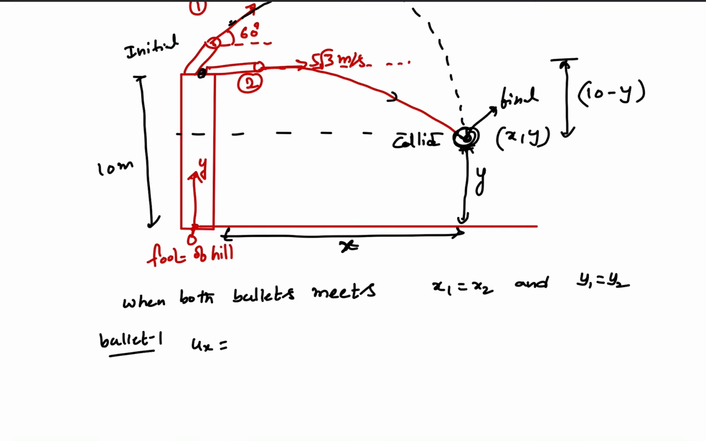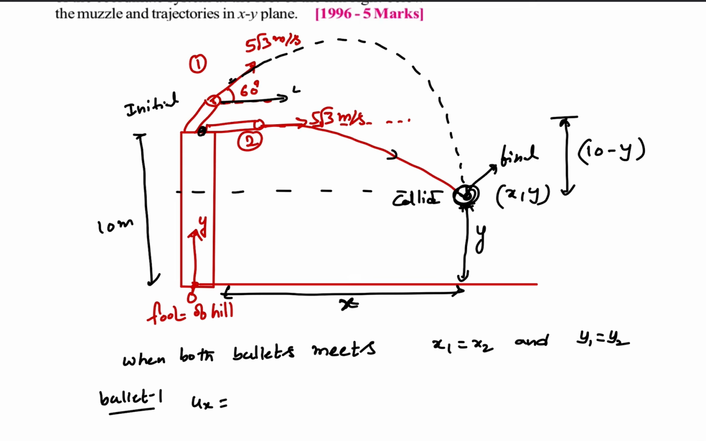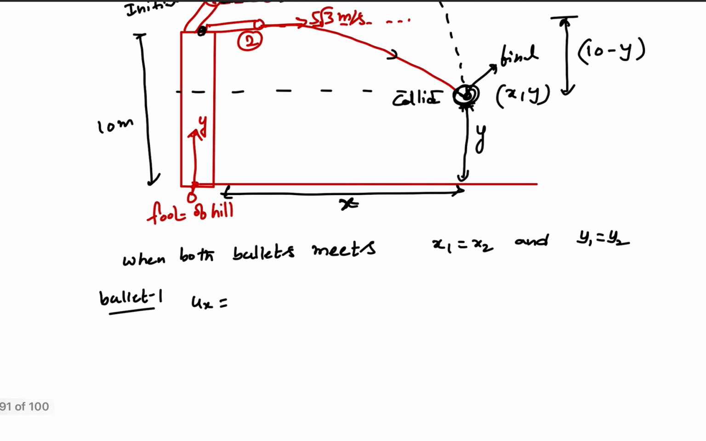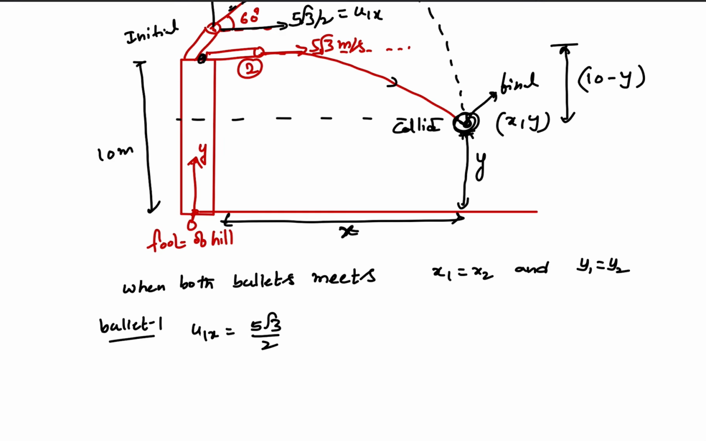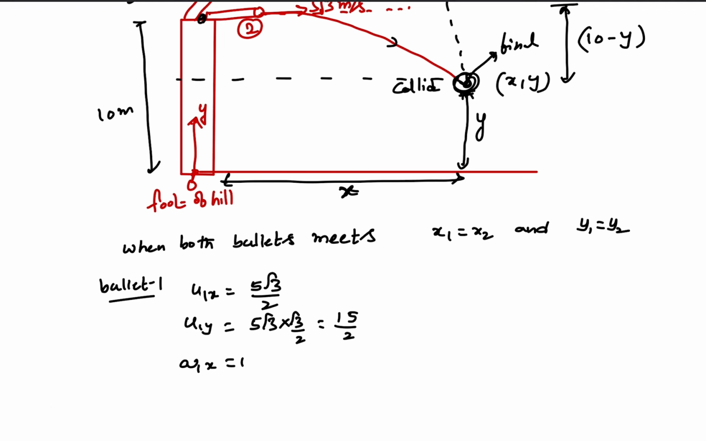For bullet 1, u1x you can resolve as 5 root 3 cos 30 degrees, and you can write it as 5 root 3 by 2. u1y value can be written as 5 root 3 into sin 60 degrees, you'll get 15 divided by 2. So for bullet 1, u1x is equal to 5 root 3 by 2, and u1y value is equal to 5 into root 3 into sine 60 degrees, which is root 3 by 2. That's why I have written 15 by 2.